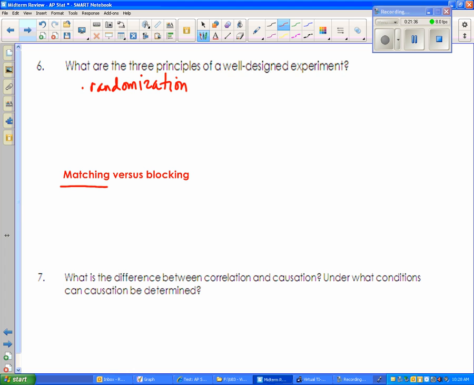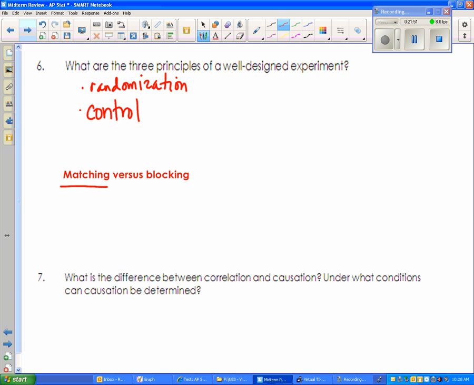It is not random. Please don't confuse the two. Random is exactly what it means. It means everybody gets a number and then you randomly pick the number and assign them to a group. So randomization is very important. Another aspect would be control.